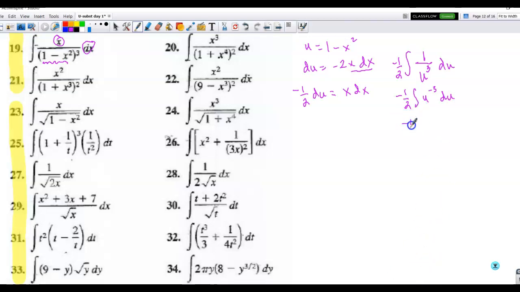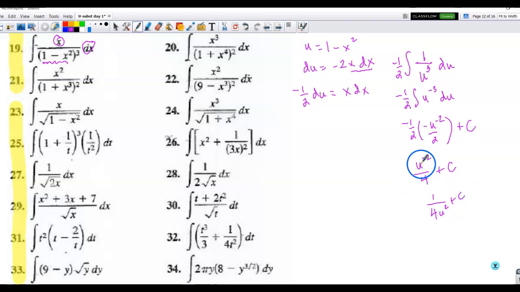So we're going to increase the power by 1, and that takes me to u to the negative 2. I'm going to divide by the new power of negative 2 and plus c it. I'm going to simplify that. That's going to give me positive u to the negative 2 over 4 plus c, which could be written as 1 over 4u squared plus c.